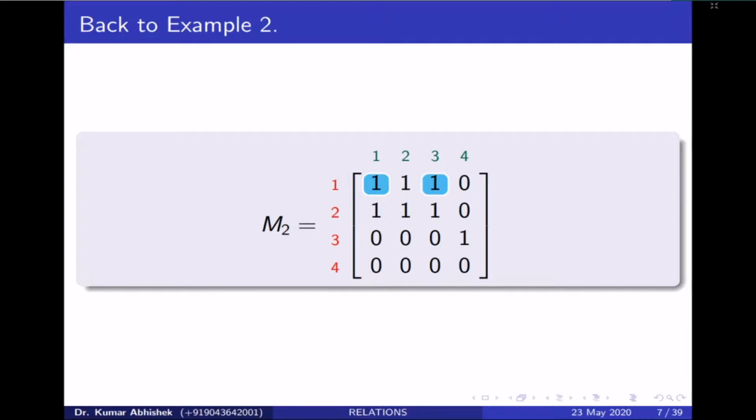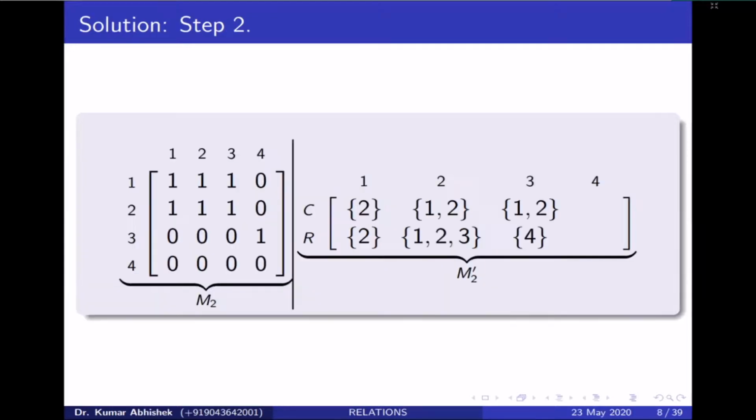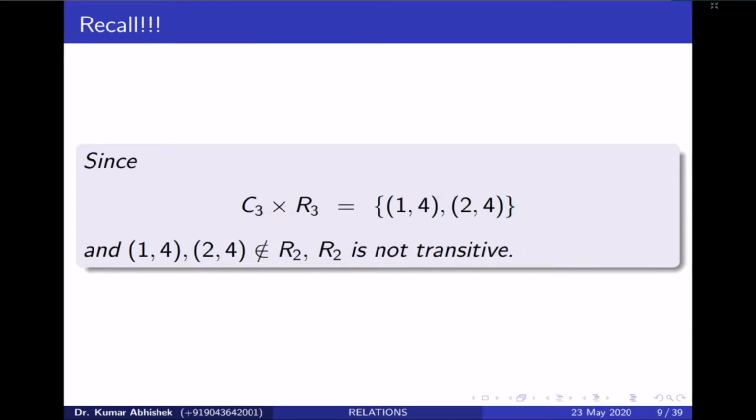So now using this matrix M2, we get the matrix M2 dash, and we see that the entries under the column 3 are 1, 2 and 4. So we compute the Cartesian product of these two entries and see that C2 cross R3 is 1, 4 and 2, 4. But we also observe that 1, 4 and 2, 4 do not belong to R2. So R2 is not transitive.